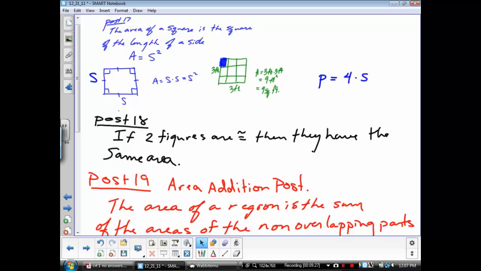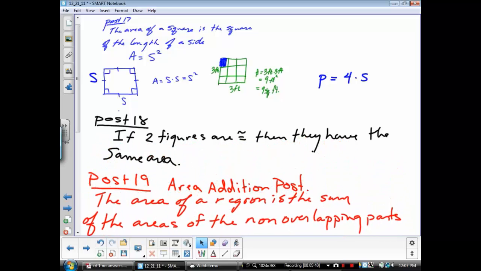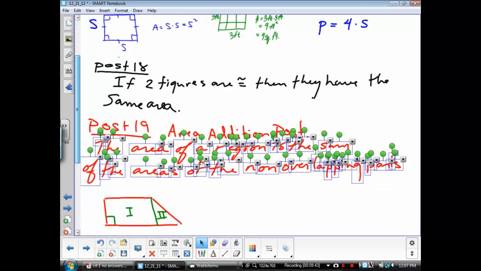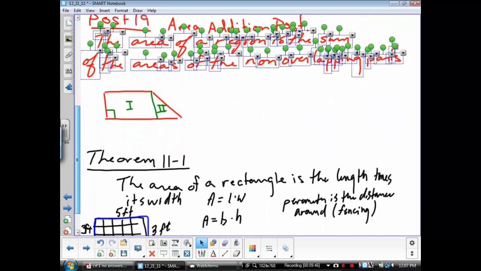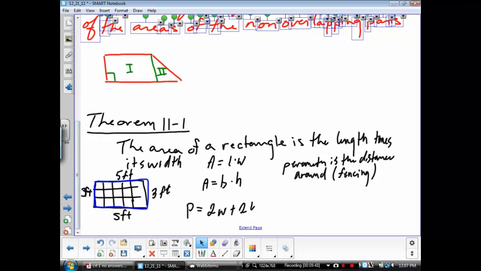Okay, your assignment is on page 426. And I will give you 2 through 24 even. Remember, we're on page 426. 2 through 24 even. Oh, dang it.